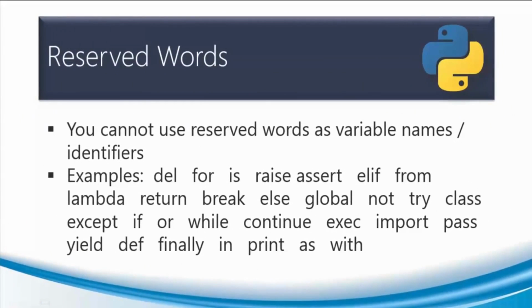Here are some examples of reserved words in Python. Once again, you cannot use these reserved words as variable names or identifiers. Some example reserved words are return, break, global, for, continue, while, and import. I just demonstrated this example, import, in our previous slide, where we imported our current version and took a look at which version of Python is installed on this computer.